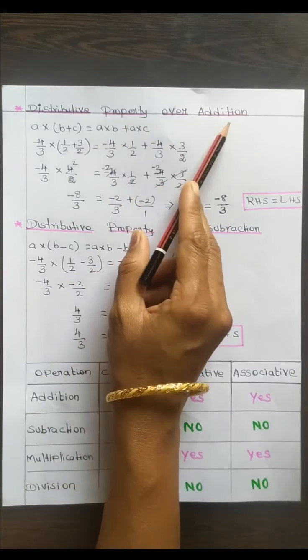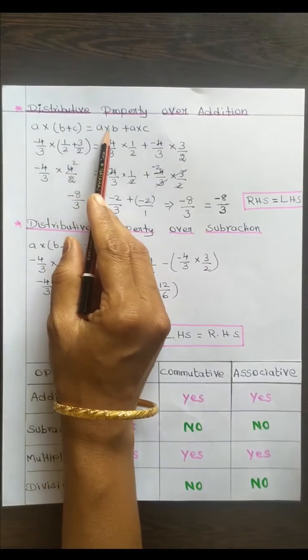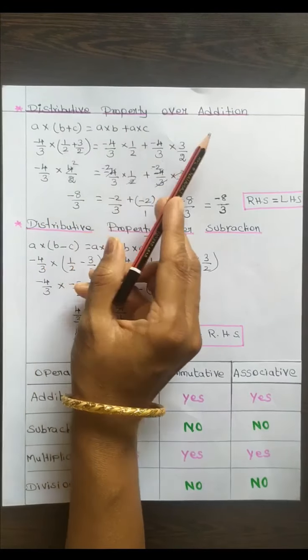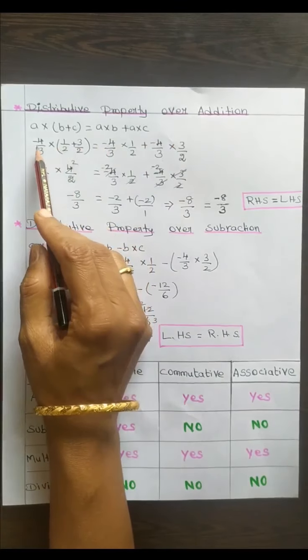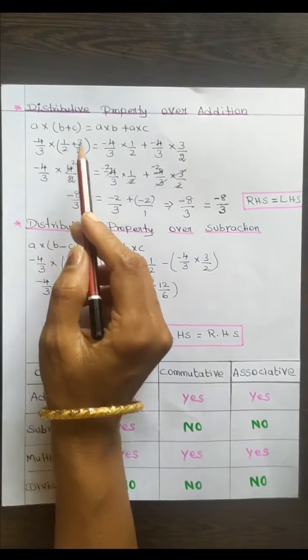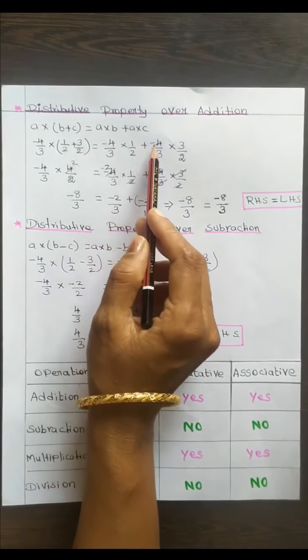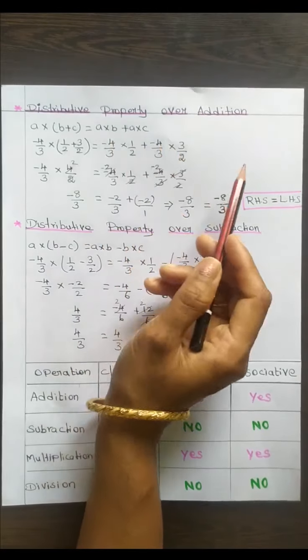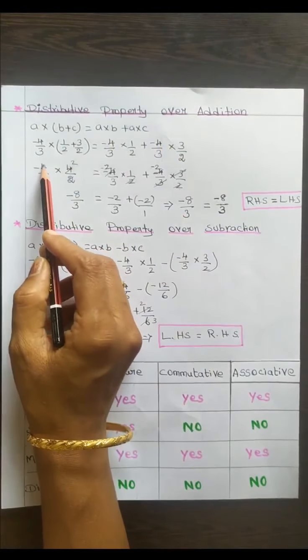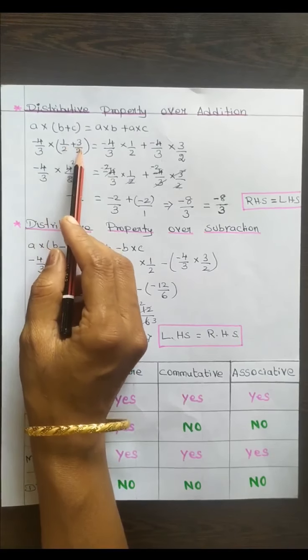Distributive property over addition. A into B plus C equals A into B plus A into C. Here I have applied the numbers: minus 4 by 3 into 1 by 2 plus 3 by 2 equals minus 4 by 3 into 1 by 2 plus minus 4 by 3 into 3 by 2. This minus 4 by 3 is distributed to 1 by 2 plus 3 by 2.